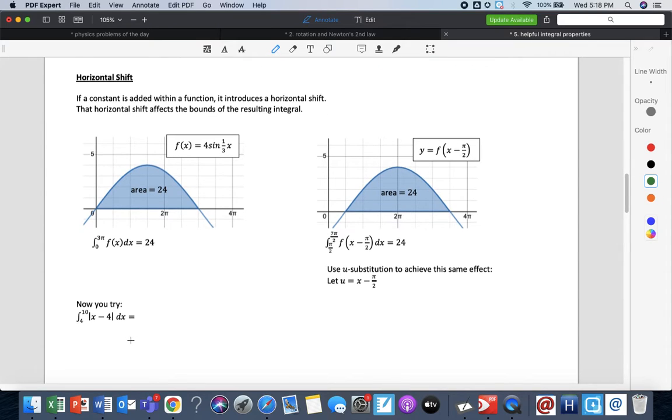So let's try that down here. I'm integrating the absolute value of x minus 4, and what I can do is shift that left 4, so now I'm just integrating the absolute value of x, and then I can shift the bounds left 4, so I'm integrating from 0 to 6. And then that result is 1/2 times 6 times 6. It's a triangle. And then the area is 18. So if you shift horizontally, as long as you shift the bounds and shift your function, then you are preserving the area.